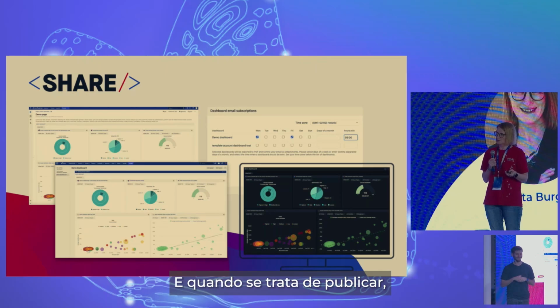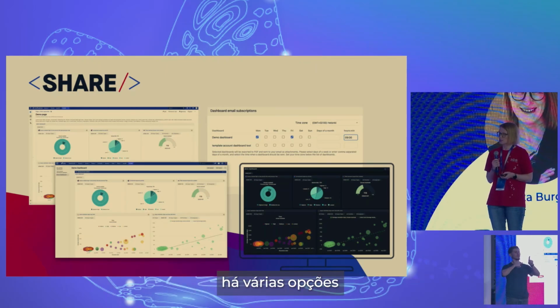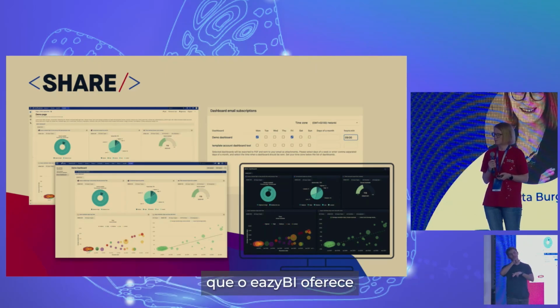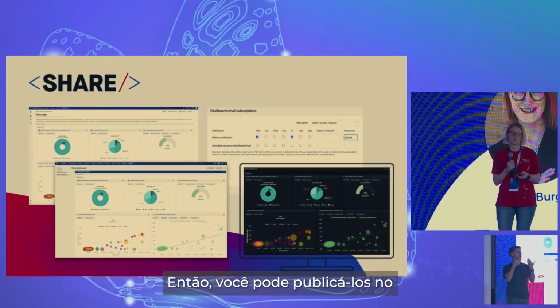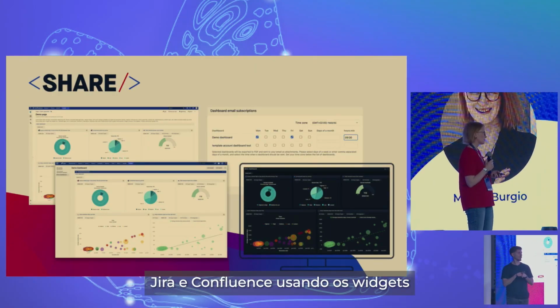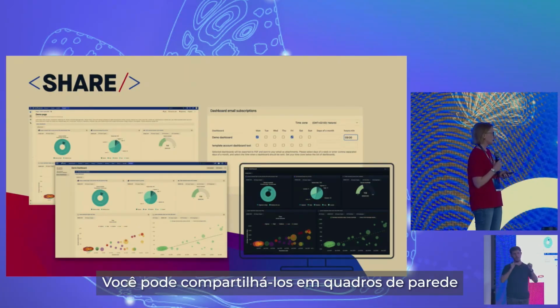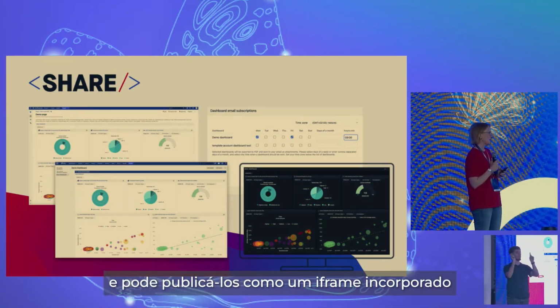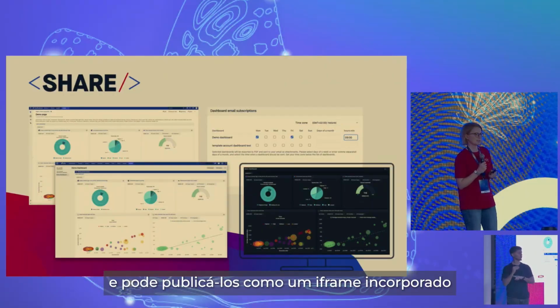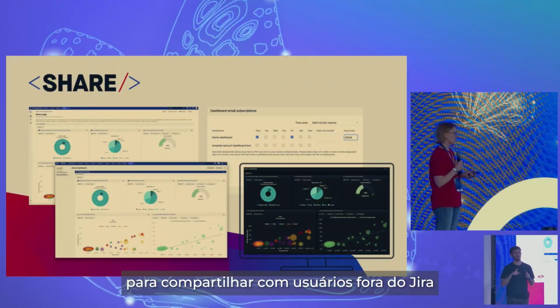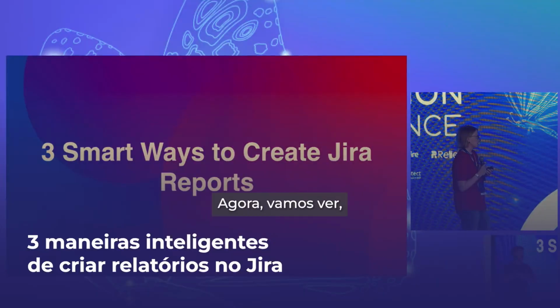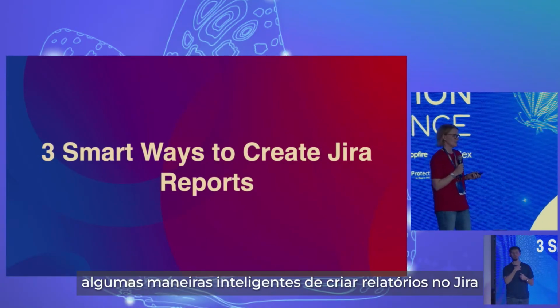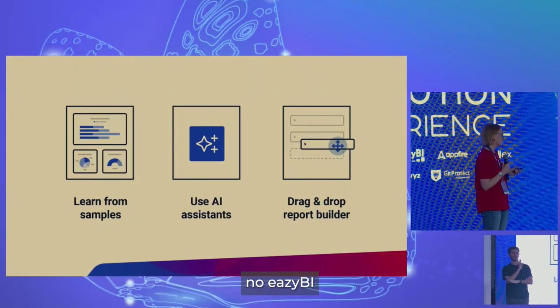And when it comes to publishing, there are multiple options that EazyBI provides. So you can publish them in Jira and Confluence using the widgets. You can share them on Wallboard. You can set up automatic email notifications, and you can publish them as an embedded iframe to share with non-Jira users.